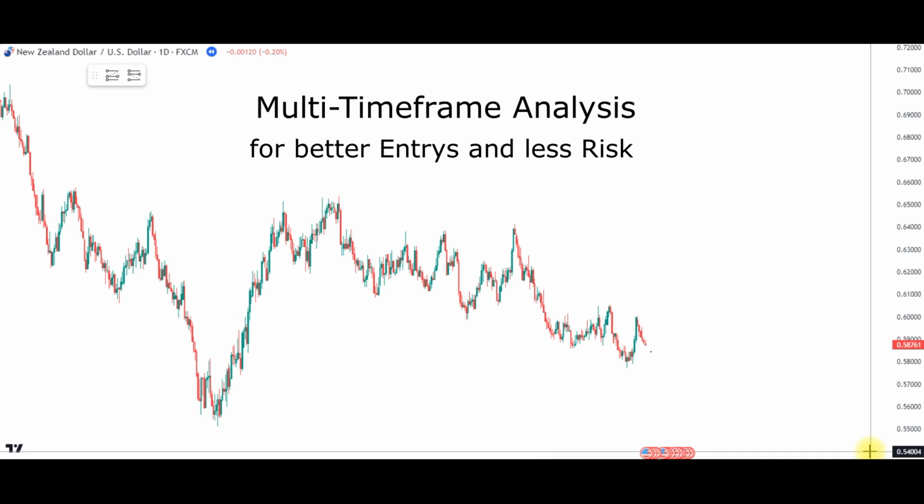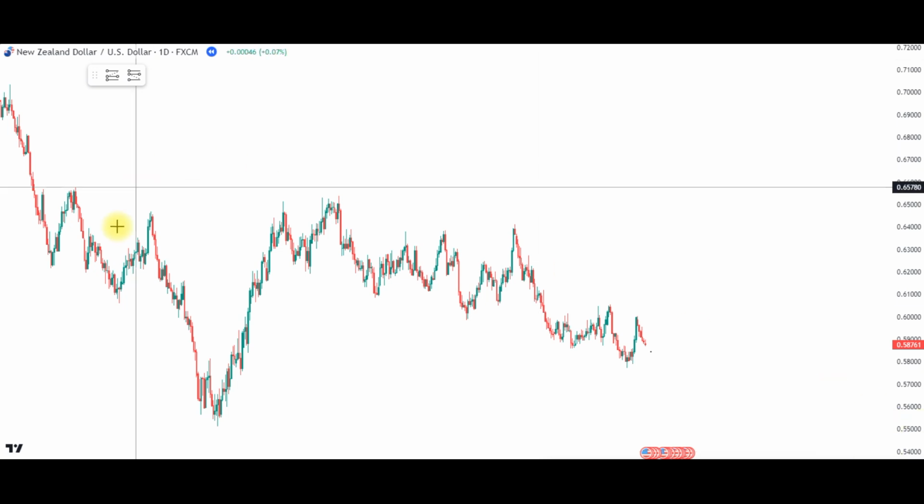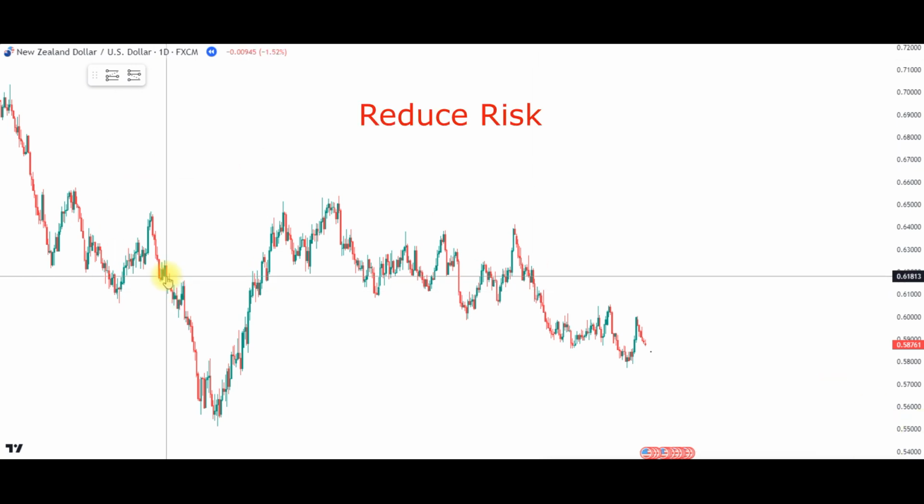Multi-timeframe analysis for better entries and less risk, because we can place the stop loss closer. A really powerful topic, so let's start right away. Multiple timeframe analysis can reduce the risk while at the same time making trades more precise. The idea is really to observe the price movements for an asset in different time frames.